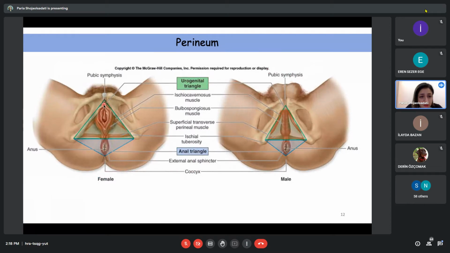This diamond-shaped structure, or perineum, and the posterior triangle, or anal triangle, are colored blue.